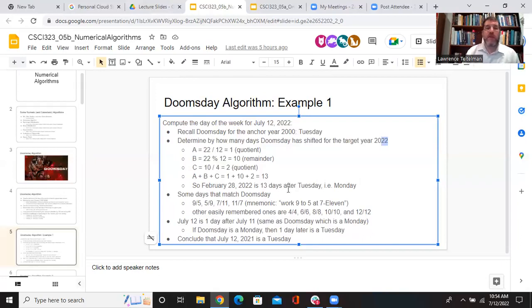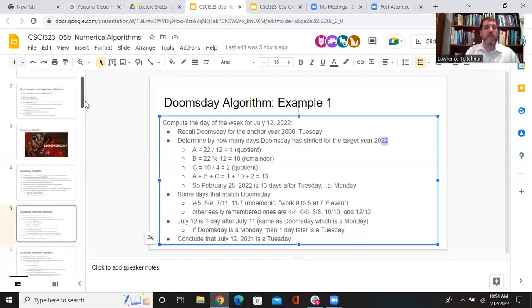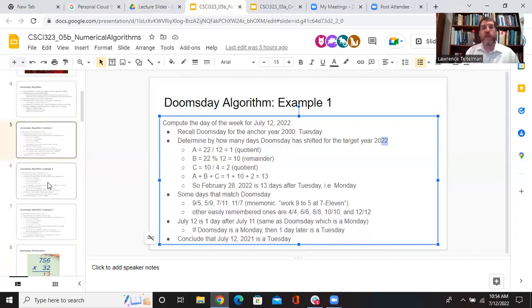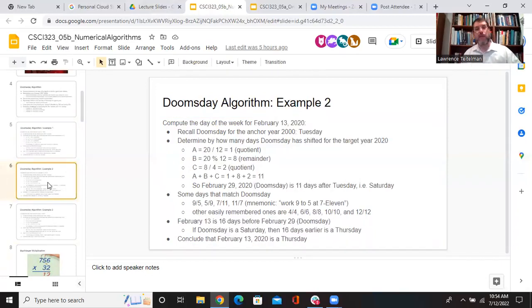You need to remember this little algorithm here, and you need to remember the anchor years, right? For the year 2000, year 1900, and the year 1800. So let's do another example so you get the hang of this. This one is February 13th, 2020, which was probably a day I did this at Queens College, in that semester just before COVID.